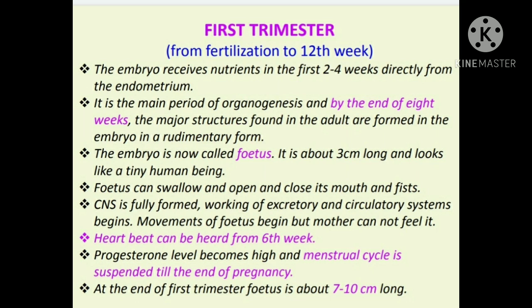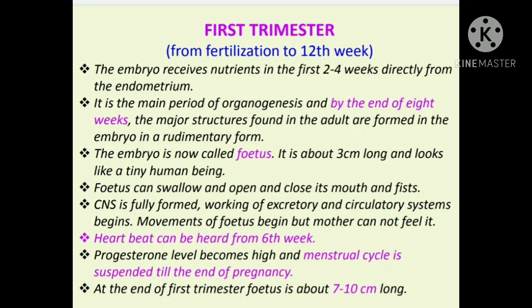Progesterone level becomes high. Progesterone is one of the hormones, which is also called the pregnancy hormone. Progesterone level becomes high and the menstrual cycle is suspended till the end of the pregnancy. What happens over here? The progesterone level, the pregnancy hormone, becomes high in its function and the menstrual cycle will stop until the end of the pregnancy.